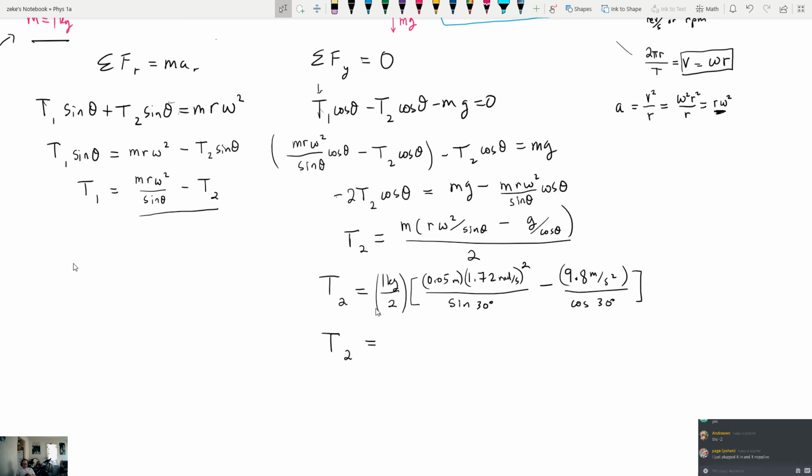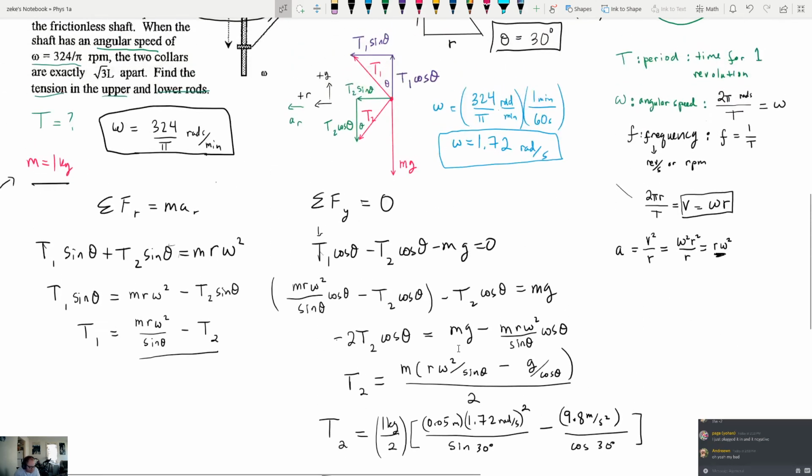Something just feels wrong about the way that I solved this. Yeah, there's no doubt it's negative. I mean, look at the numbers. This is 10 divided by 0.866, so this number is going to be like 12. And this number is 1.7 squared, which is like 3. So 3 times 0.05 is like 0.15. It's not even close. This number should be the one that's positive. All right, what did we do wrong? Let's see what we did wrong.